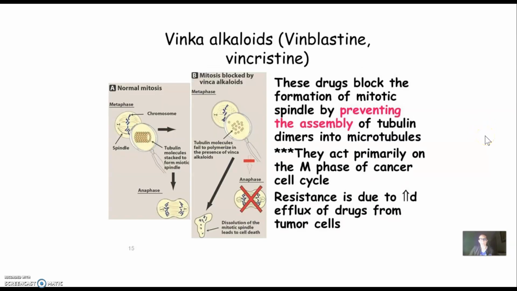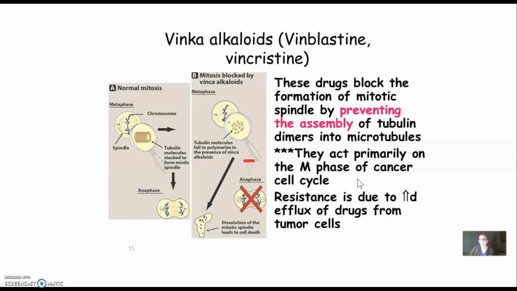And I also found another diagram that talks about the alkaloids, vincristine and vinblastine, which is another type of medication that is used for cancer. These drugs block the formation of the mitotic spindle by preventing the assembly of tubulin dimers into microtubules. They act primarily on the M phase of the cancer cell cycle.